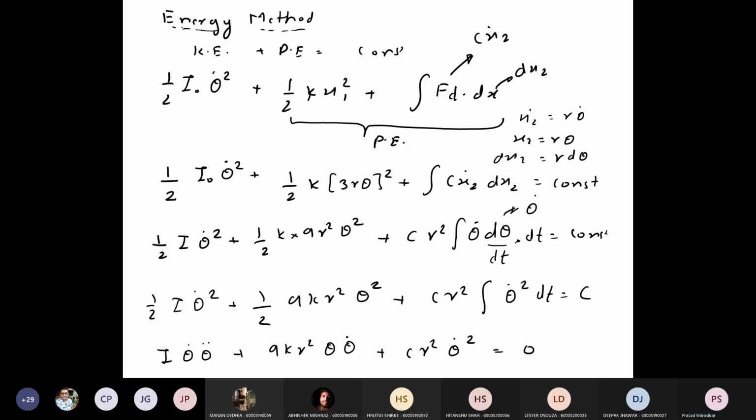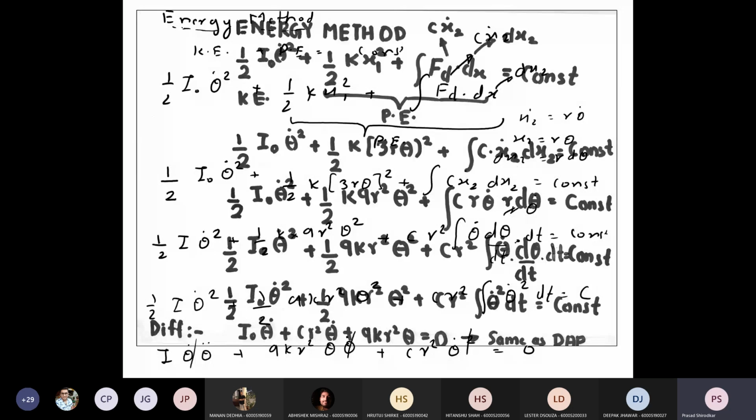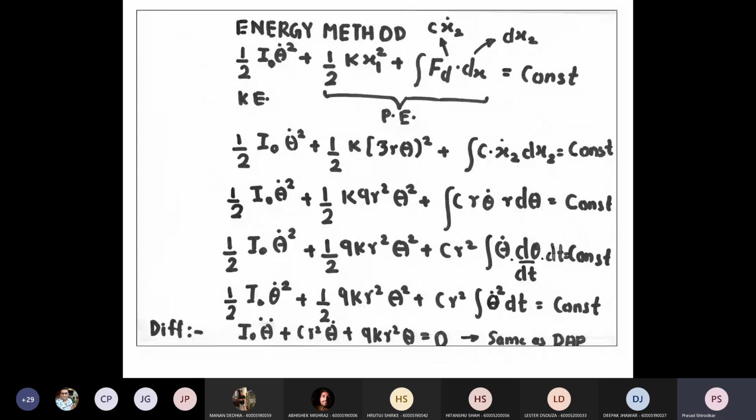Now eliminate theta dot from everywhere. This one goes, and this one goes. When I simplify, the differential equation becomes I0 theta double dot plus C r square theta dot plus 9k r square theta is equal to 0, which is the same differential equation we got earlier. So you can do this by the energy method also, but you just need to apply the equation correctly. Any questions?